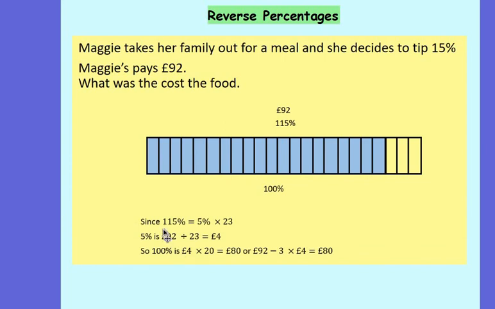Okay, let's go through it. 115% can be made up of 5% times 23. So 5% is £92 divided by 23. So 5% is £4. So 100% is just £4 times 20, which will give me £80.